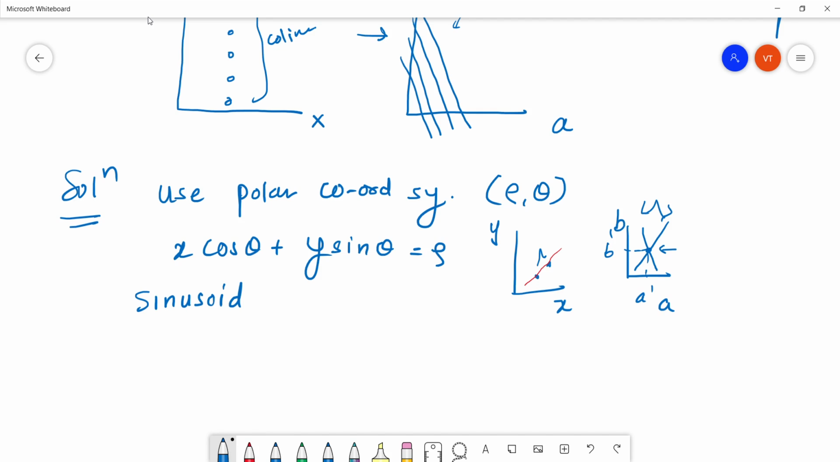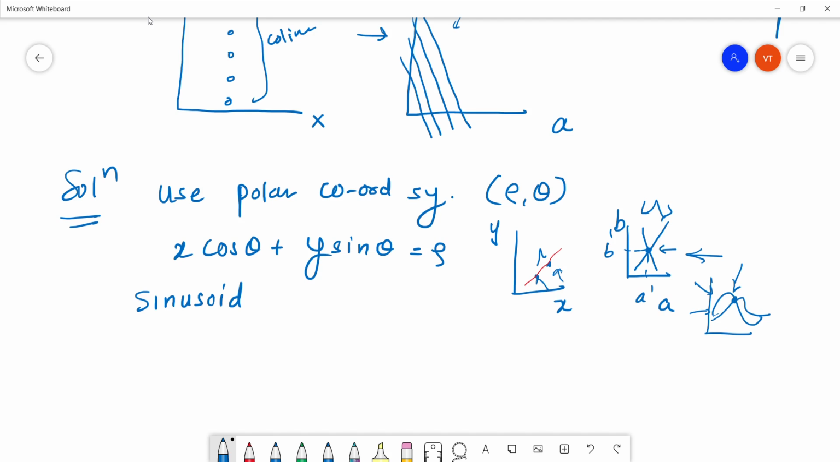Here, instead of getting these lines, I'll get sinusoids. And if two sinusoids are intersecting at one common point, it means there are two points in the xy plane which are collinear. I repeat again, instead of straight lines in the ab plane, now I'll get a sinusoid. For one point here, I'll get one sinusoid here. For the second point here, I'll get another sinusoid here. And if they are intersecting, it means they are collinear.